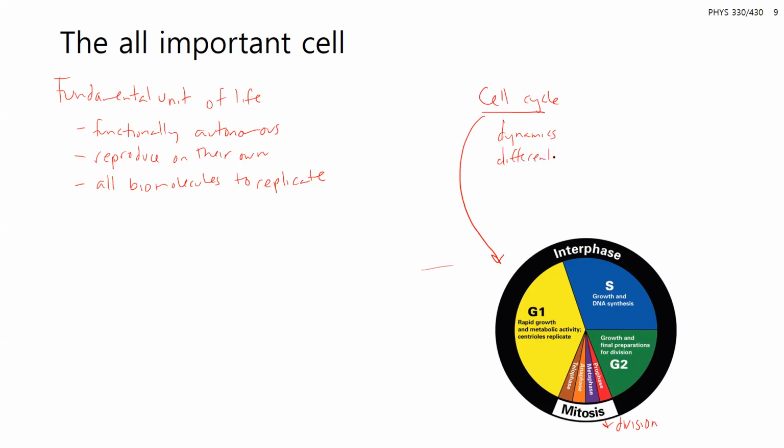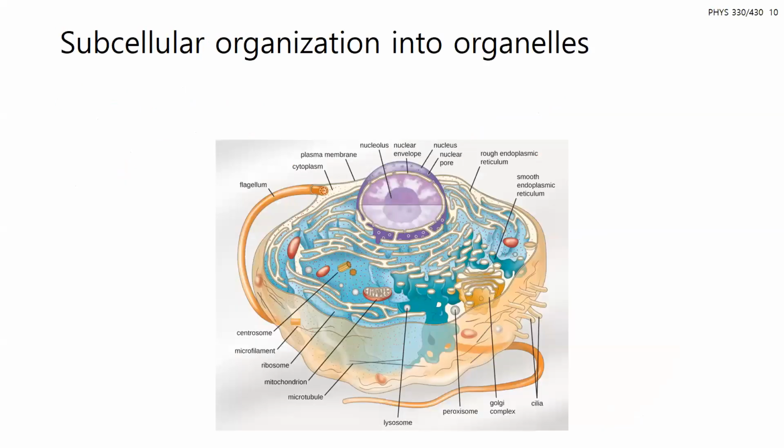the dynamics, differentiation, growth, motility of cells will all vary individually based on where they are in the cell cycle. So then, getting into more details about subcellular organization, getting down to organelles, this is going to be on the order of, I guess you can say, microns to nanometers based on the size.